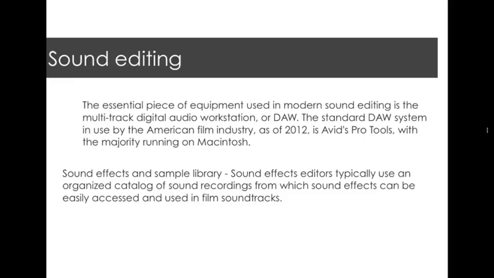The essential piece of equipment used for sound editing is, as we've looked at in this class, the multi-track digital audio workstation, or the DAW. The standard DAW system that you'll find in the American film industry as of 2012 is the Avid Pro Tools system, the majority of which in film studios are running on Macintosh computers, but they do also run on PC as well.